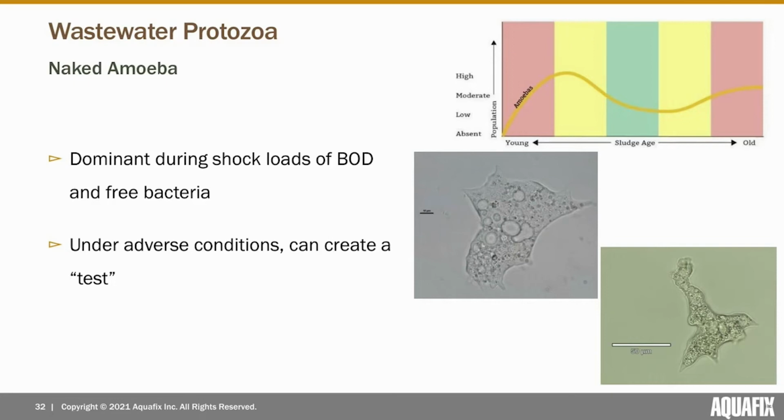and naked amoebas are going to be most dominant in a younger sludge age because there are going to be higher concentrations of free bacteria, which is their main food source. If you look at the graph in the upper right, you can see that their abundance increases during periods when high levels of free bacteria are present.